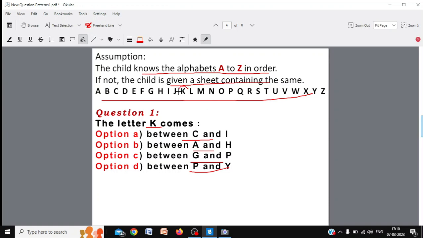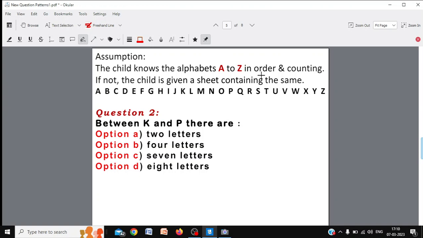Here is K. So, is it between C and I? No, it's not between C and I. Is it between A and H? This is A, this is H. No, it's not between A and H. Between G and P, this is G and this is P. Yes, we get the letter K between, so this is the right answer. This is the way we train the child for application of the knowledge and understanding the question.